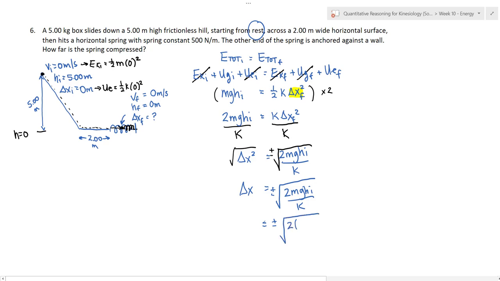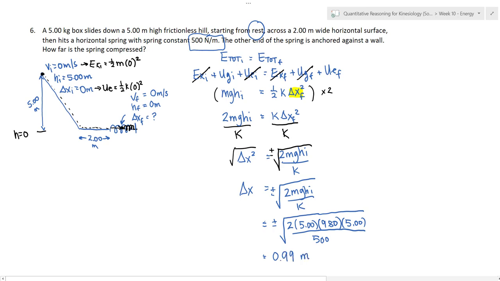The mass was 5 kilograms. g is 9.8. h initial was 5 meters. Over k, which is the spring constant, and it tells us in the question the spring constant is 500 newtons per meter. Now I'm just going to type that onto my calculator. Square root of 2 times 5 times 9.8 times 5 divided by 500, and I get 0.99. And the units for that would be in meters.